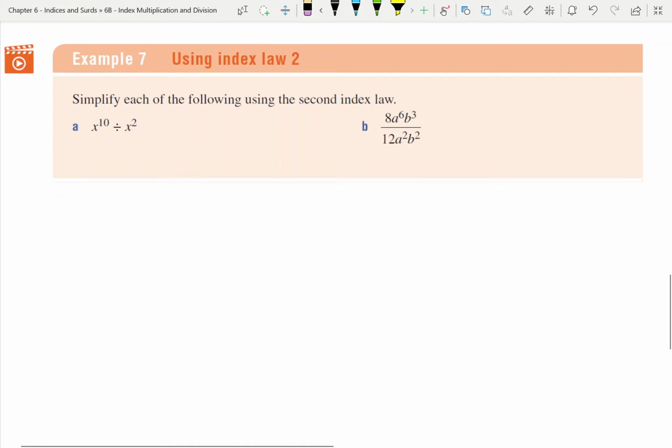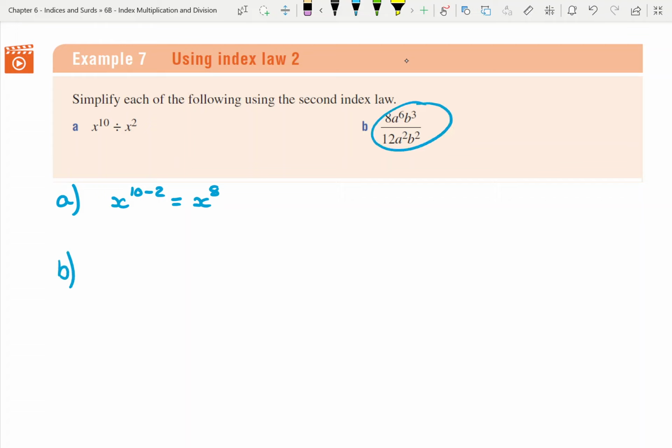Example 7. What if we're dividing pronumerals? Well, same process, x to the power of 10, we subtract 2 from that, and then we get x to the power of 8. Part B, this looks a little bit more complicated. Let's first look at the a's. So if I've got a in my numerator, a to the power of 6, and I've got a to the power of 2 in my denominator, well, I'm going to subtract 2 from that 6 that is in my numerator.